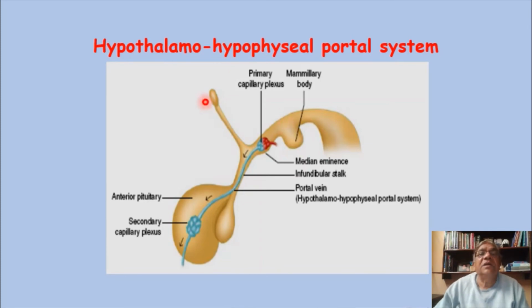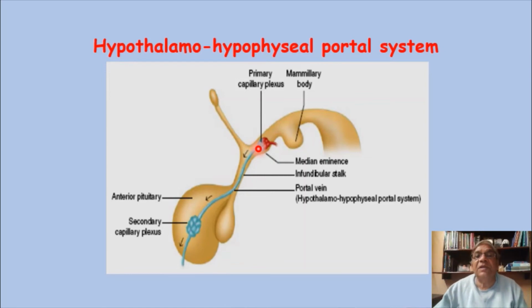Quickly I will just again tell you about the hypothalamo-hypophyseal portal system. Let us understand what it is. This is a capillary plexus which is called the primary capillary plexus. One of its ends is the arterial end, another is the venous end, and the primary capillary plexus is present in the median eminence where the infundibular nucleus is present.